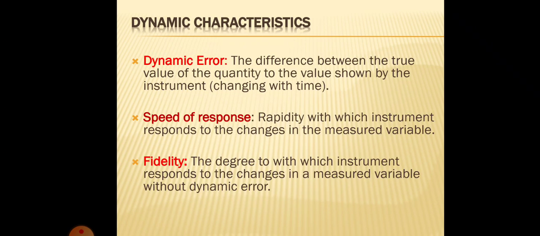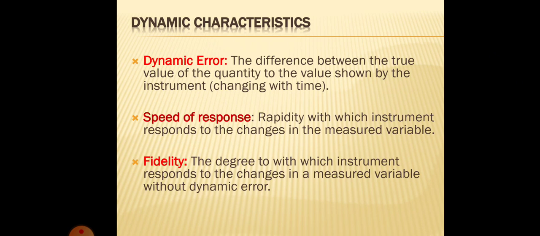So here we can see the three different types of dynamic characteristics. First one is dynamic error. The difference between the true value of the quantity and the value shown by the instrument is called the dynamic error. Means if the actual value shown by the instrument and the true value of that quantity are not the same, then it is a dynamic error.